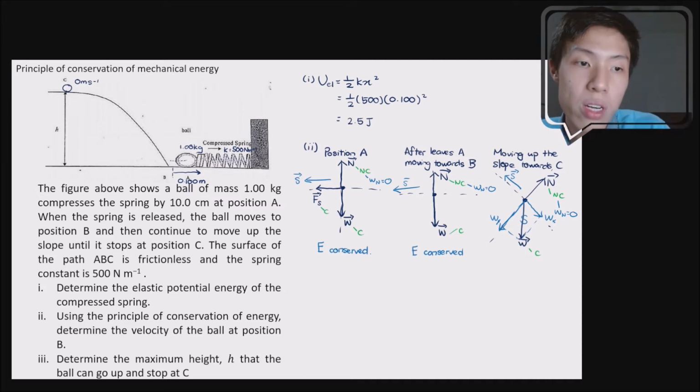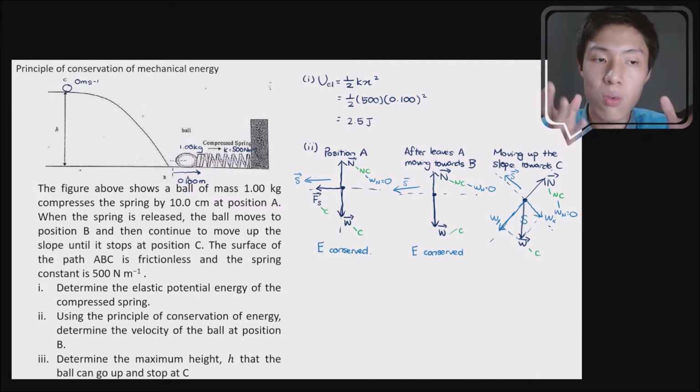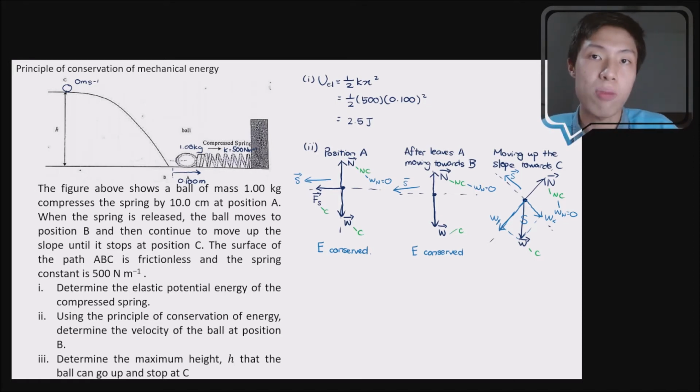So the total work done is only the work done by the X component of weight. Since that is negative work, you can expect the total work done to be negative. And since the total work done is negative, you should expect the kinetic energy to decrease. Thus, you can observe the ball is actually slowing down as it moves up the slope. So everything still makes sense.